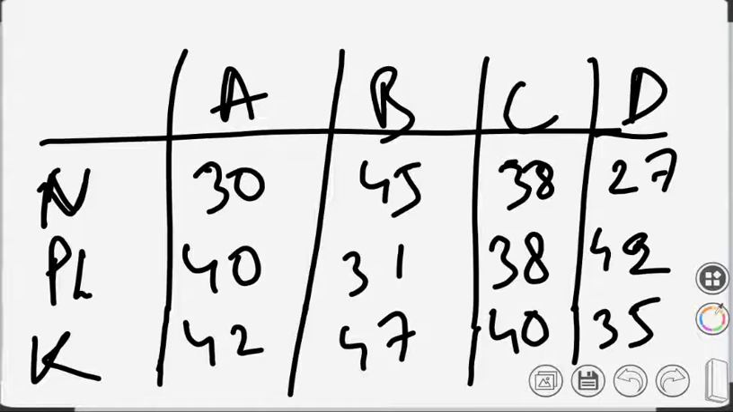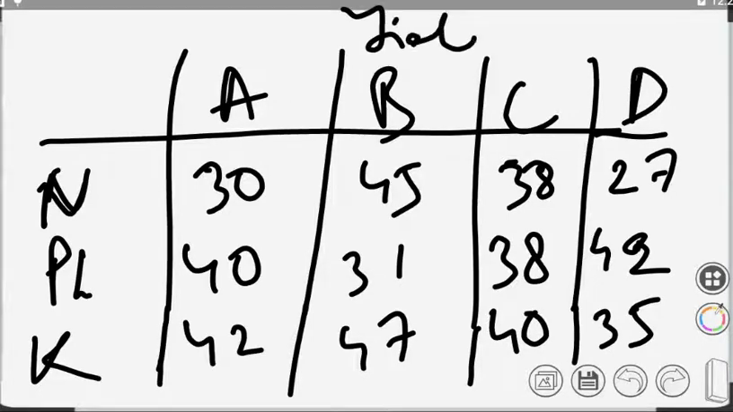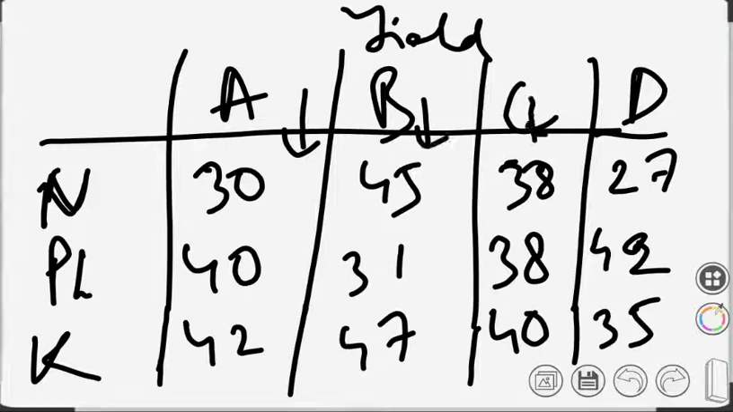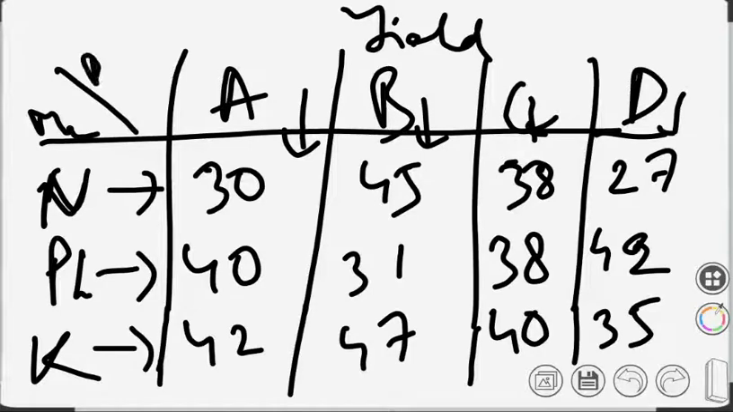Now, we are trying to find out, in this table of yield, the variation in yield due to the plots, so that is one way, and the variation in yield due to the manures. So when we are asking the question of variation in yield due to the plots as well as variation in the yields due to the manures, then it becomes a two-way ANOVA. So this is manure and this is plot.